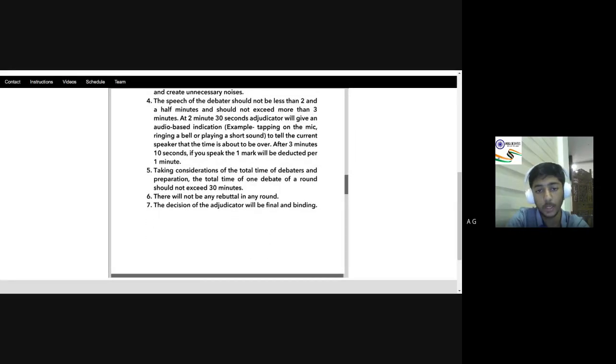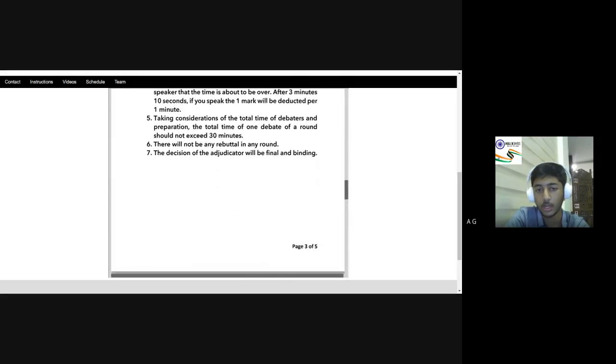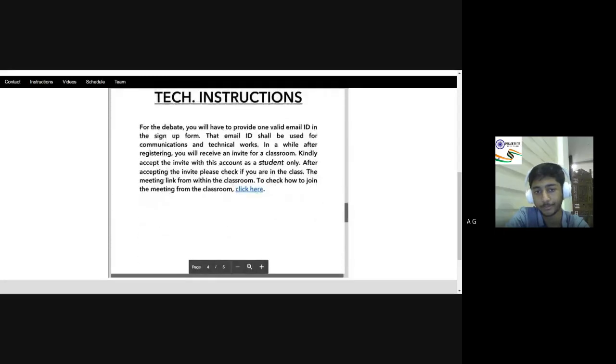There will not be any direct rebuttal in any round. Basically, you cannot ask questions to anybody, but you can obviously rebut. If you're the opposing side, you can rebut in your speech, stating any point, but you cannot directly question them on any point. And the decision of the adjudicator will be final and binding.